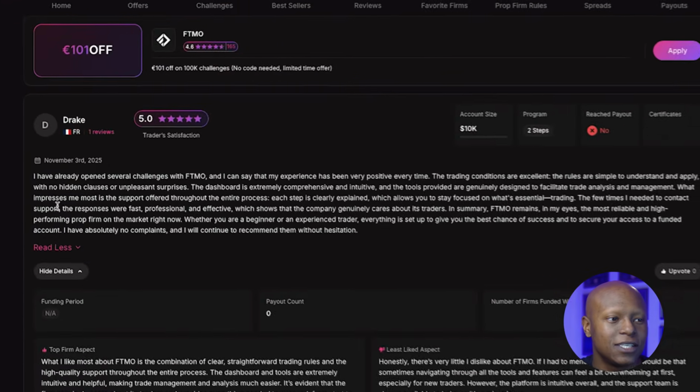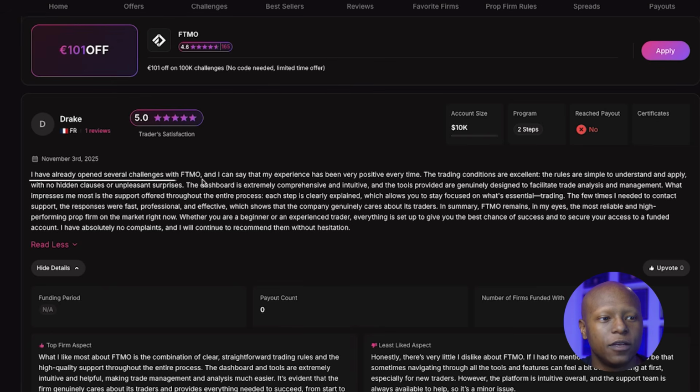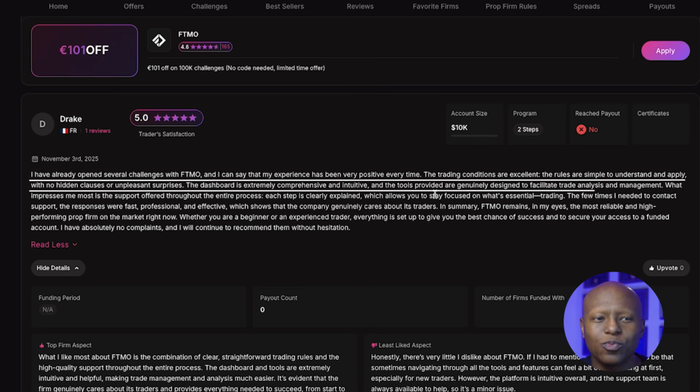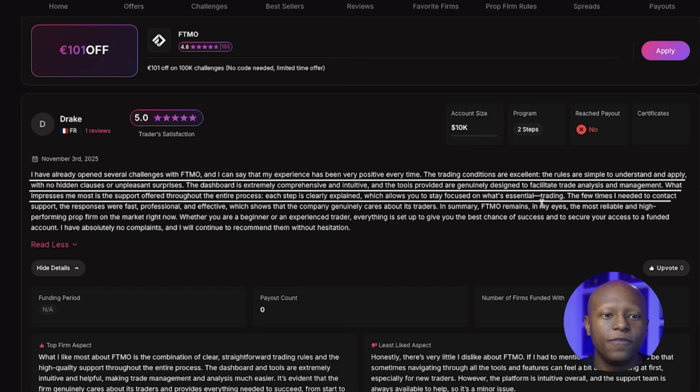If we come down here, Drake rated FTMO a 5.0 and had this to say: I've already opened several challenges with FTMO and I can say that my experience has been very positive every time. The trading conditions are excellent, the rules are simple to understand and apply, with no hidden clauses or unpleasant surprises. The dashboard is extremely comprehensive and intuitive, and the tools provided are genuinely designed to facilitate trades, analysis, and management. What impresses me most is the support offered throughout the entire process. Each step is clearly explained, which allows you to stay focused on what's essential: trading. The few times I needed to contact support, the responses were fast, professional, and effective, which shows that the company genuinely cares about its traders.